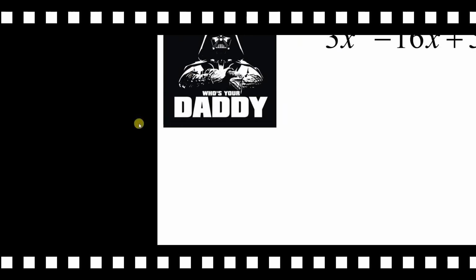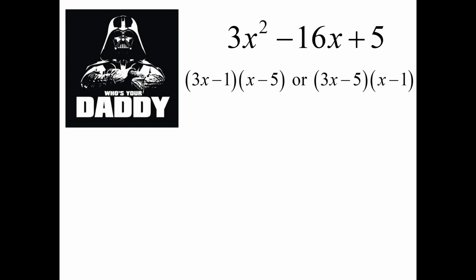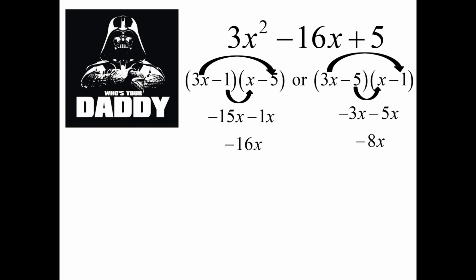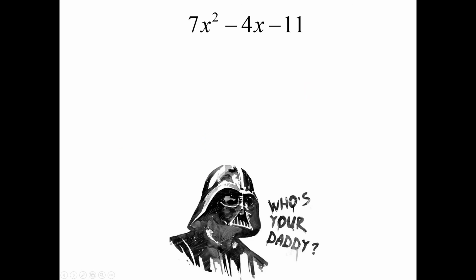So let's see. On this one, 5 is positive. That means the two factors have the same sign, and they add up to make a negative 16, so they're both going to be negative. So here are the two possible combinations. Let's check the outside and then the inside, and we're looking for a negative 16. So this is it right here. There we go.